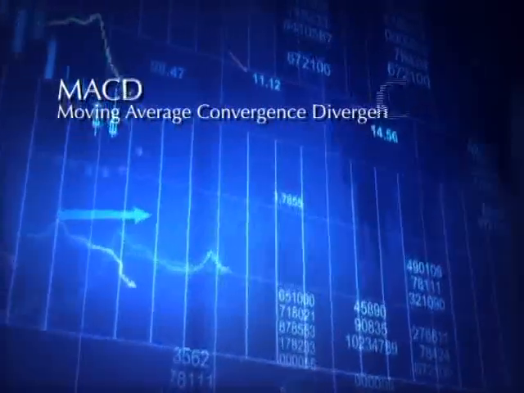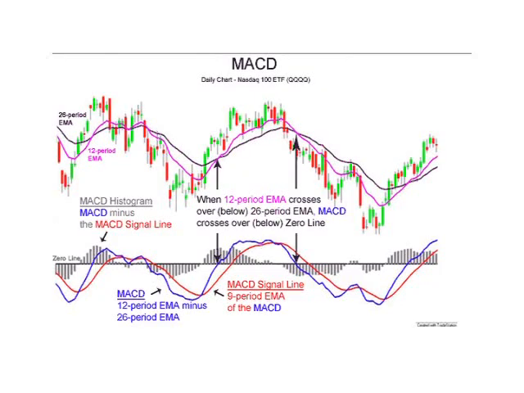So MACD plots the difference between the 26-day moving average and the 12-day exponential moving average. A 9-day moving average serves as the trigger line for that MACD. When the MACD crosses below the trigger, it is a bearish signal. When the MACD crosses above the trigger, it's a bullish signal.